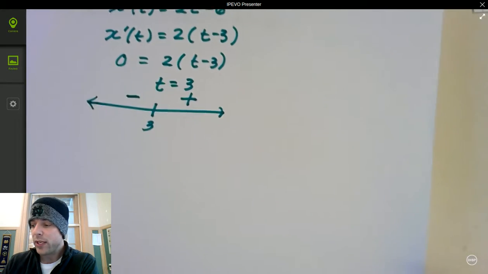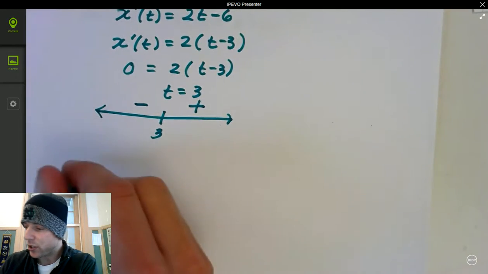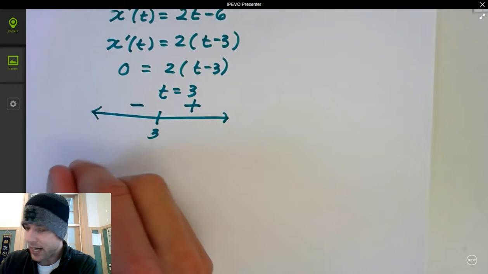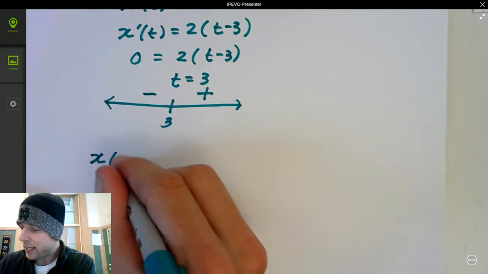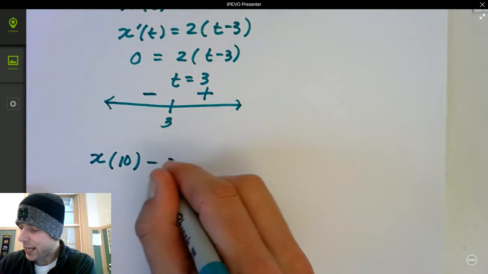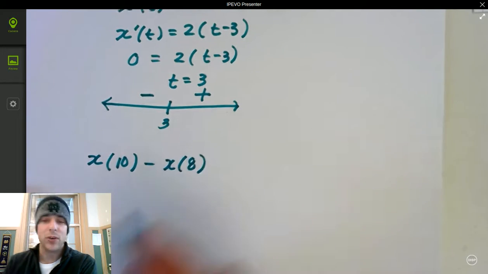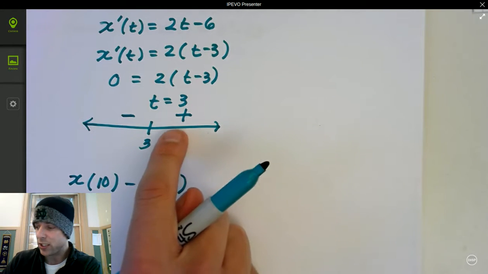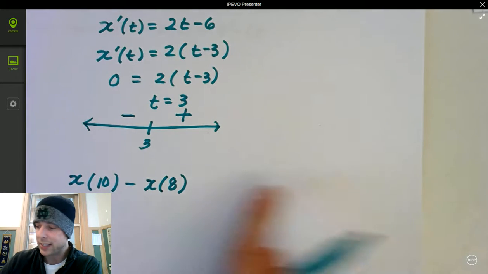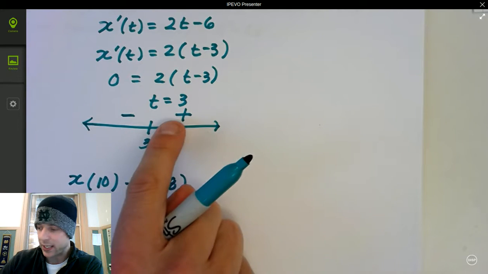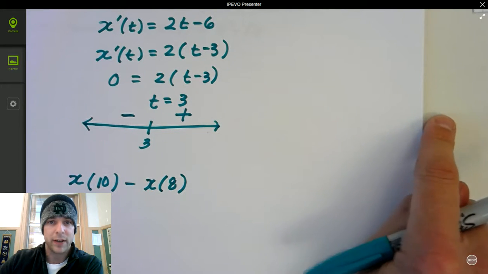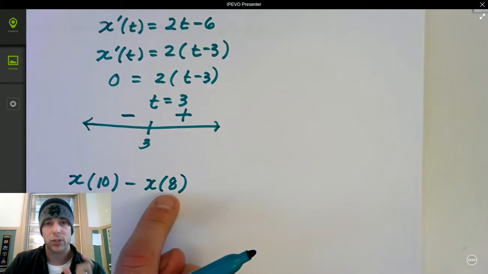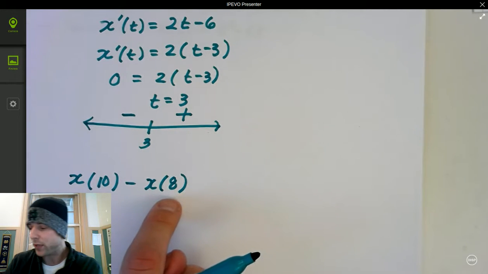Okay, so we can set it up by just using the position function. We can just look at the distance. The distance it travels is x of 10, the 10th second, minus x of 8. Now this is going to work in this particular case because the particle is not going to change directions. It's positive from there on, and we're looking at the 8th and 10th seconds. This is after 3 seconds. It's positive. It's not turning around. I can't just do x of 10 minus x of 8 if the particle changes direction. It's very important you realize that.